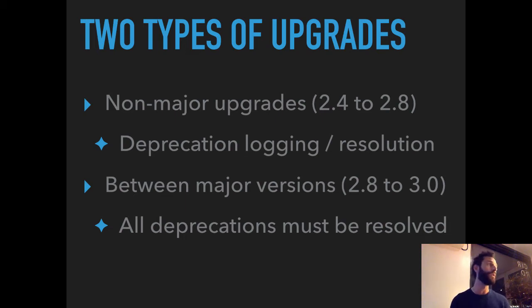But up until now, we've basically had 2 types of major upgrades. And we probably will at some point, just for sanity of the test suite, probably actually remove things eventually. But you kind of have 2 types of upgrades. So you have non-major upgrades, where you're upgrading the minor version, which is the second number, so 2.4 to 2.8. Mostly here with this type of upgrade, you're dealing with deprecation logging and resolving those things over time. And then between major versions, like between 2.8 and 3.0, all your deprecations must be resolved because all that code is stripped out from the framework.